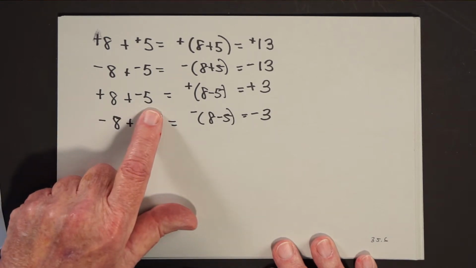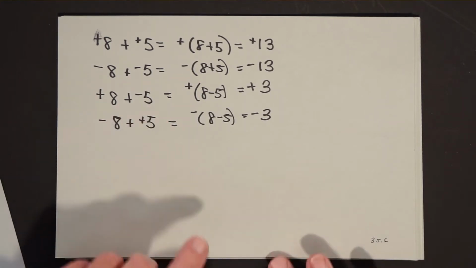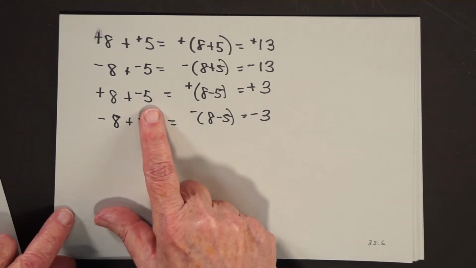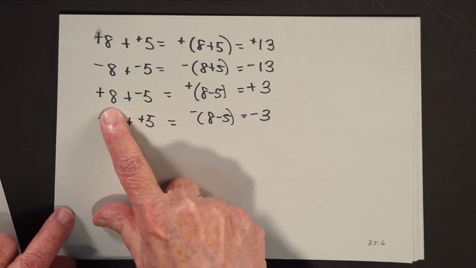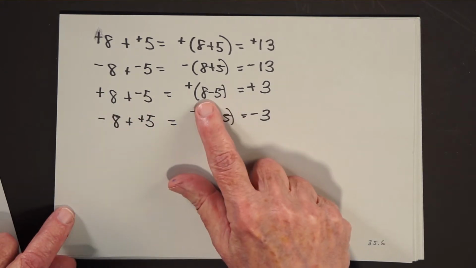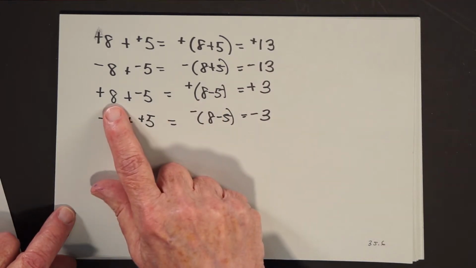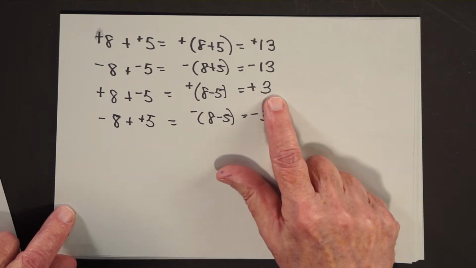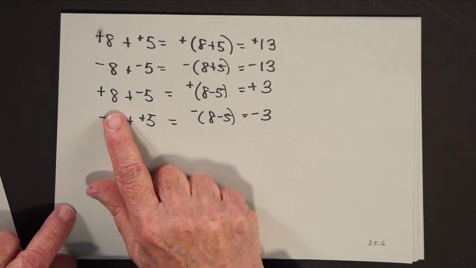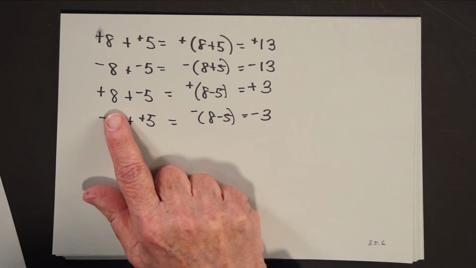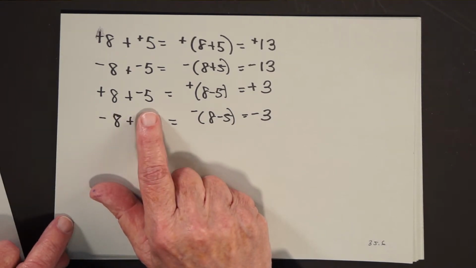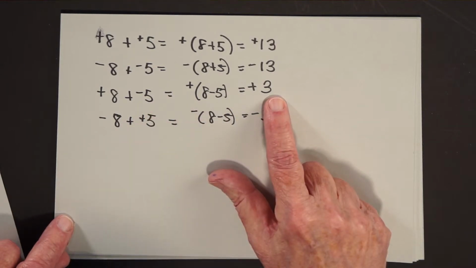Positive 8 plus negative 5, they have different signs. So what do we do? We subtract the smaller magnitude from the greater. The smaller magnitude is 5, the greater one is 8, so we subtract the 5 from the 8, and we keep the sign of the number that had the greater magnitude. The 8 was greater than 5, its sign was positive, so the answer is positive. And again, in your mind, if this gives you a problem, you're saying: an $8 profit followed by a $5 loss is a $3 profit.